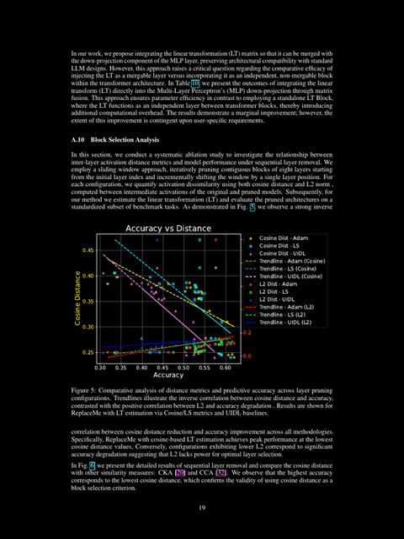However, this approach raises a critical question regarding the comparative efficacy of injecting the LT as a mergeable layer versus incorporating it as an independent, non-mergeable block within the transformer architecture. In Table 10, we present the outcomes of integrating the linear transform LT directly into the MLP down projection through matrix fusion. This approach ensures parameter efficiency in contrast to employing a standalone LT block, where the LT functions as an independent layer between transformer blocks, thereby introducing additional computational overhead.